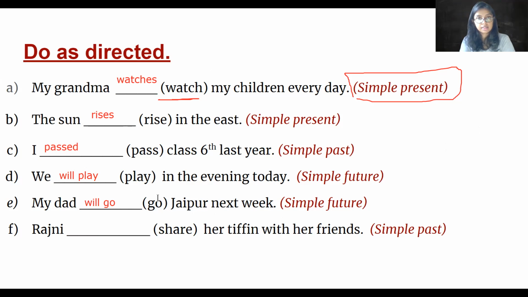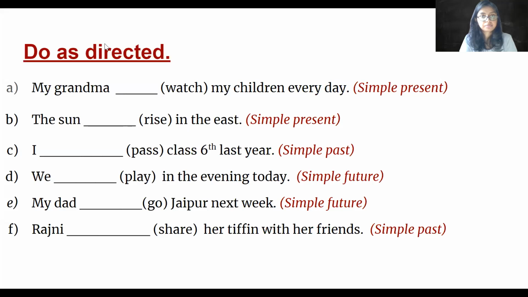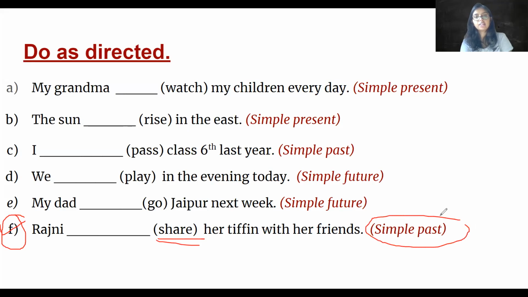Here's a to is missing. My dad will go to Jaipur next week. Sorry. Okay, fifth, last one you're doing on your own. Rajni dashed her tiffin with her friends. The verb is share, and you have to write in simple past tense.